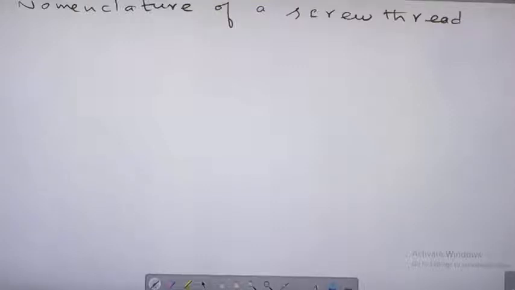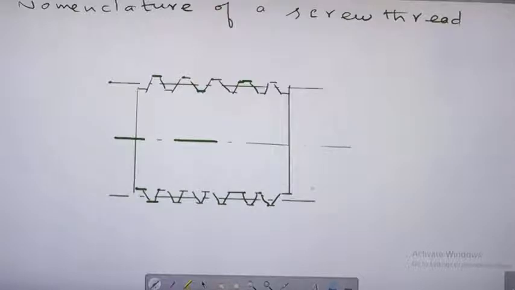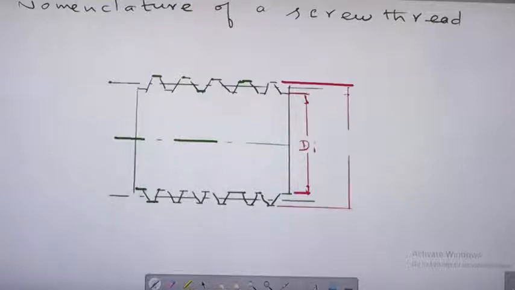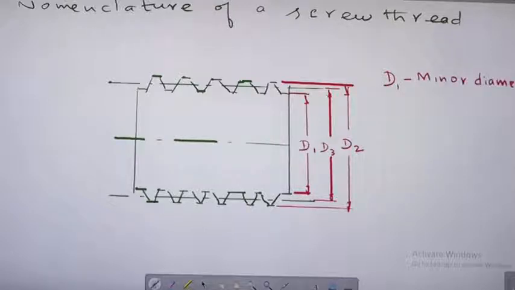The nomenclature of threaded joints: a screw thread. Nomenclature of a screw thread: there are three major diameters. This is D1, this is D2, this is D3. D1 is root to root diameter, that is called minor diameter. D2 is major diameter. D3 is called pitch diameter.